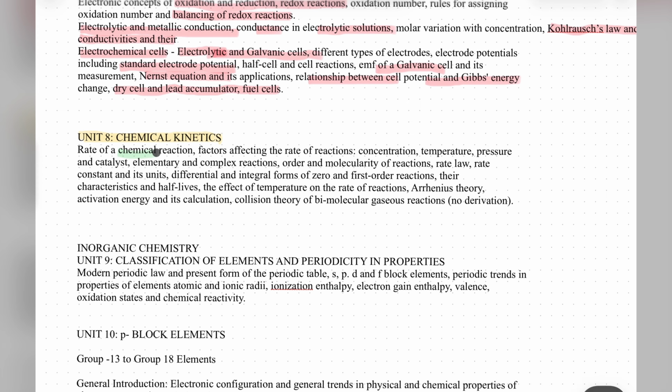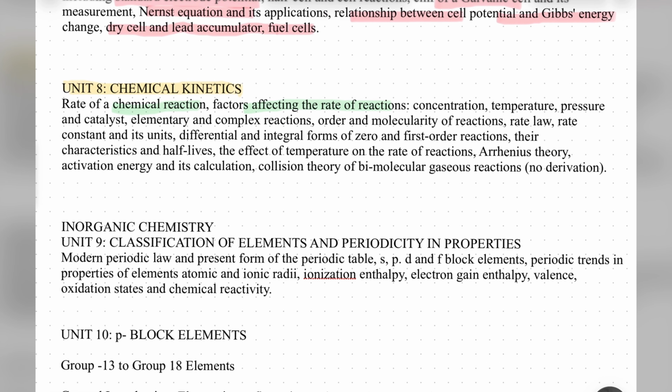What is this? Rate of reaction, factors affecting rate of reaction. Are you able to see this? That is concentration, temperature, pressure, catalyst. And elementary reaction, complex reaction. See? Elementary and complex reactions. Elementary reactions for the molecularity, complex reaction for the order of the reaction. So therefore, order and molecularity both are there.